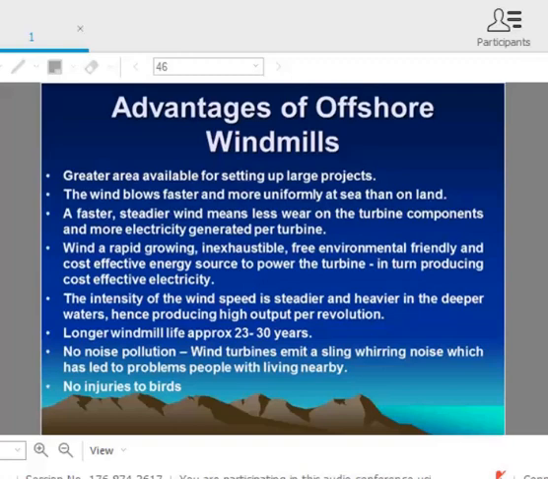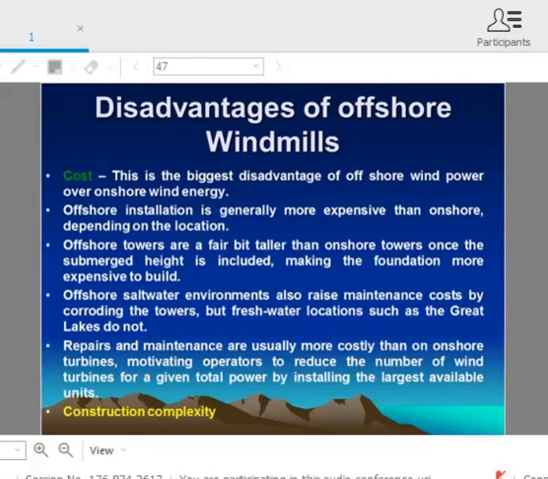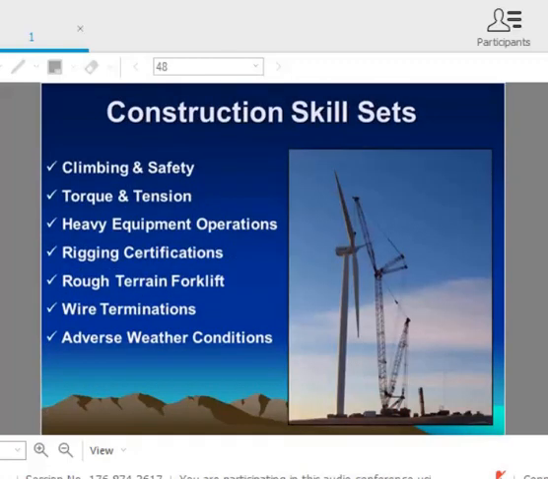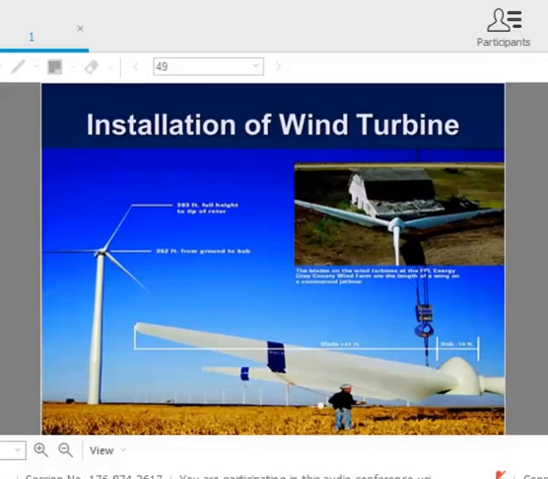In the greater area, the wind blows faster, the intensity of the wind, its speed, is steadier and heavier in deeper waters. Windmills last longer, approximately 23 to 30 years. No noise pollution, because it is in the remote ocean where no one lives. Cost, of course, the cost is high. So such kinds of drawbacks are also there. That is, construction skill sets like that we have to manage. So installation like that.